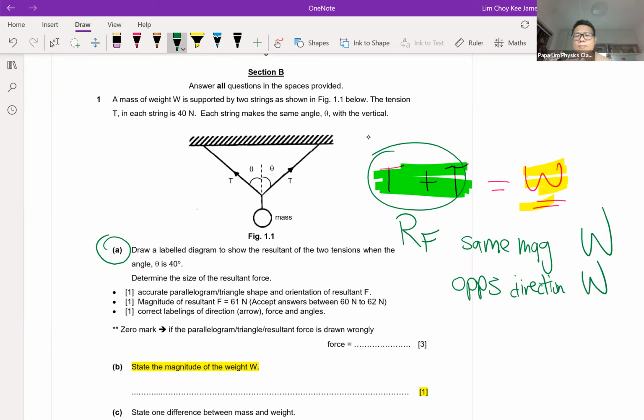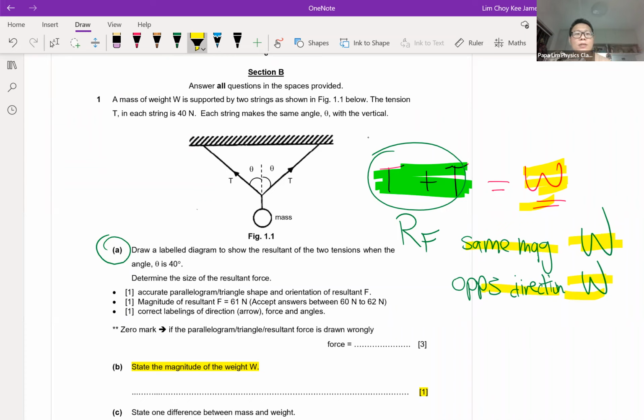The common property of a 3-force system is that regardless of which 2 forces you add, it can be T plus W or T plus T, the resultant force of the 2 forces must satisfy 2 conditions. The magnitude you end up with will be the same magnitude as the 3rd force, and it's always in the opposite direction to the 3rd force. Because all the 3-force systems we are looking at in O level are balanced, the object will be balanced under the 3-force system.